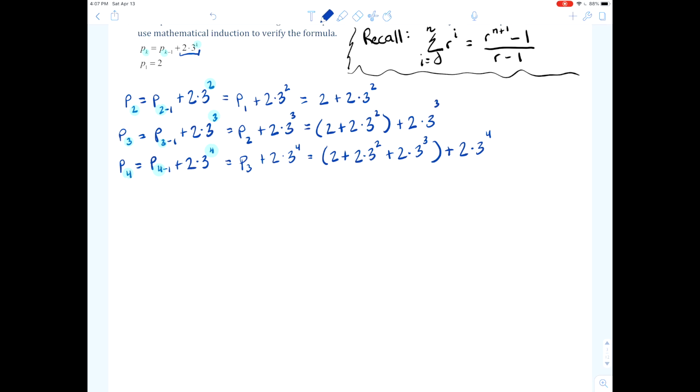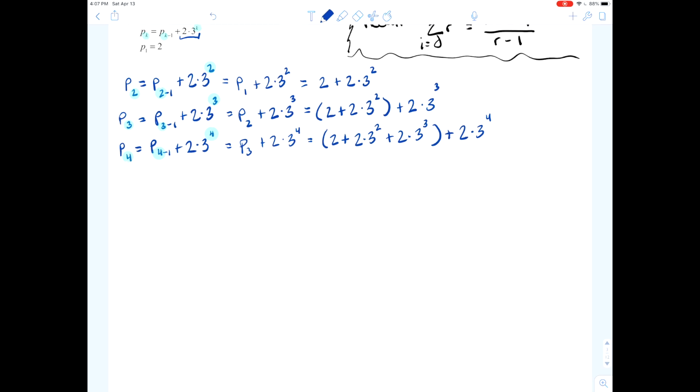Cool? All right. Well, what do you think? I mean, is there enough for us to find some sort of pattern? I think so. Let's check it out. We're going to work with this one a little bit and think to ourselves, all right, well, P4 is equal to all of this here, right?